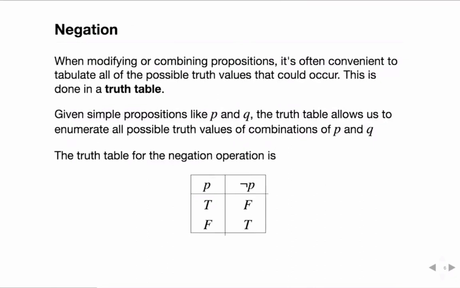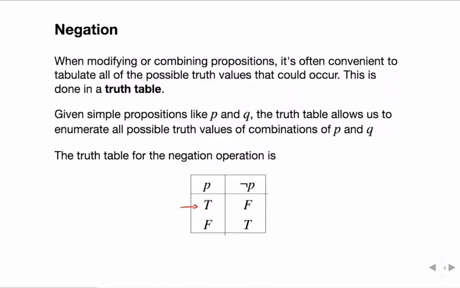So when we start modifying and combining propositions, a lot of times we want to analyze the possible truth values that can occur. We do this using a device called a truth table, which is just a nice tabular method of keeping track of everything in a succinct way. Generally the strategy is that you start by taking your atomic or simple propositions, in this case for the negation we only have P, and listing all possible truth values of P. Then in a separate column, you list the compound proposition that you would like to know the truth values of. And then you just go through.